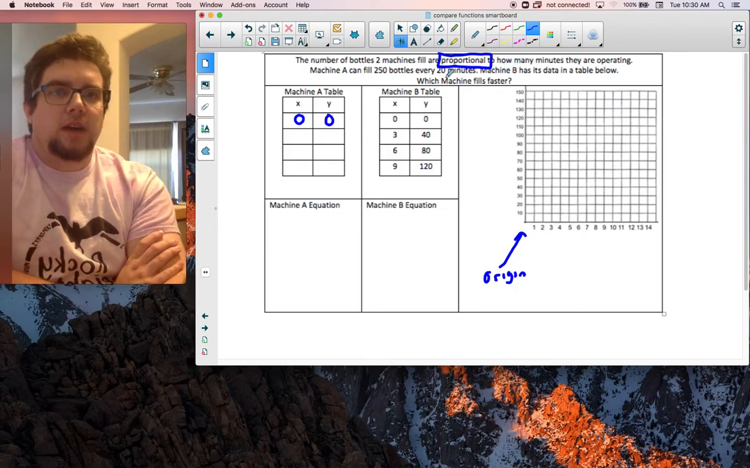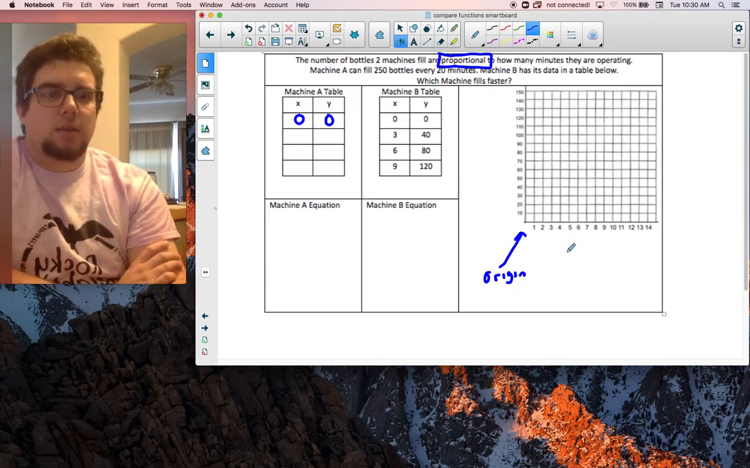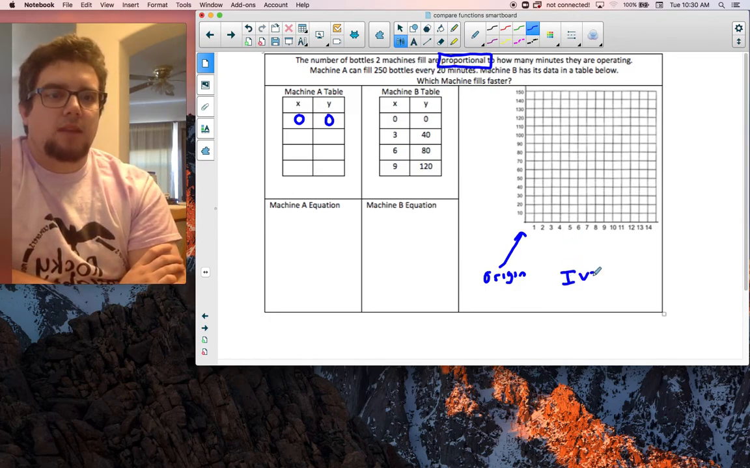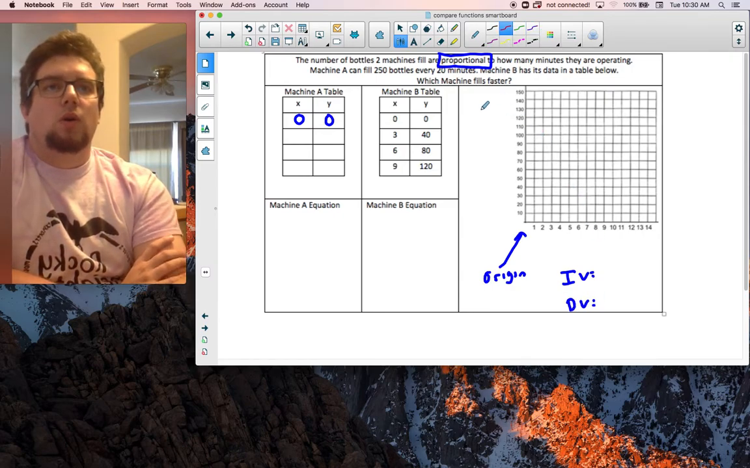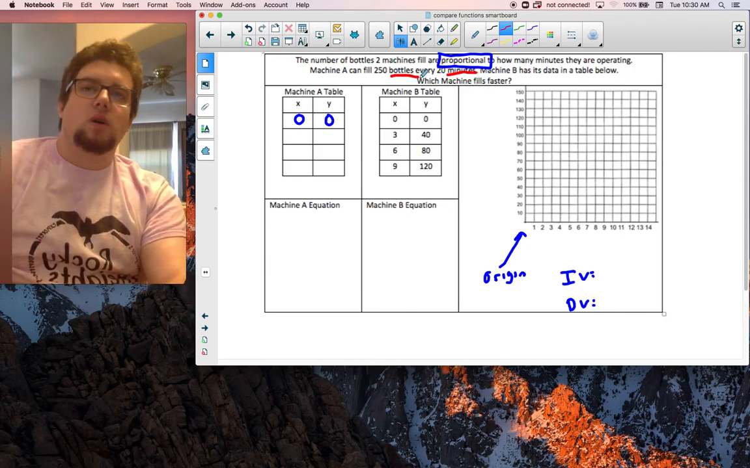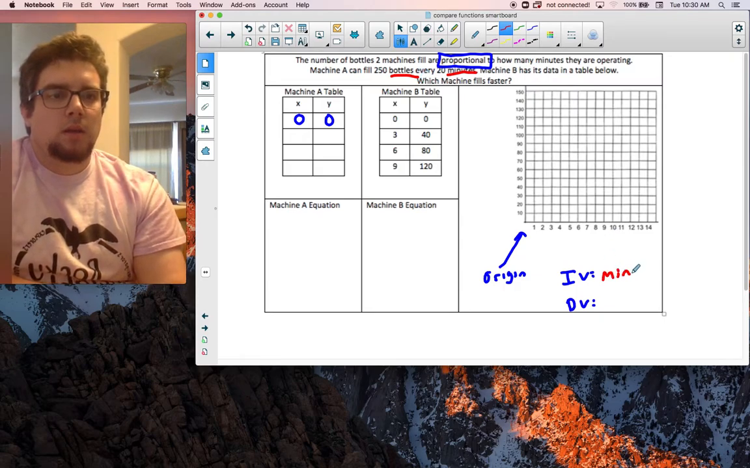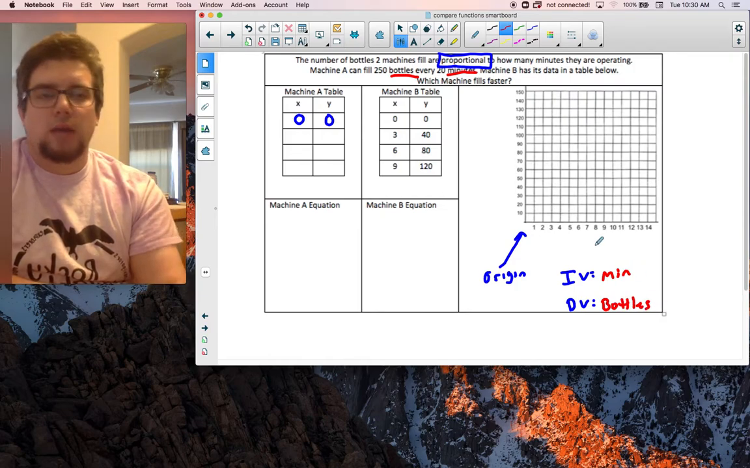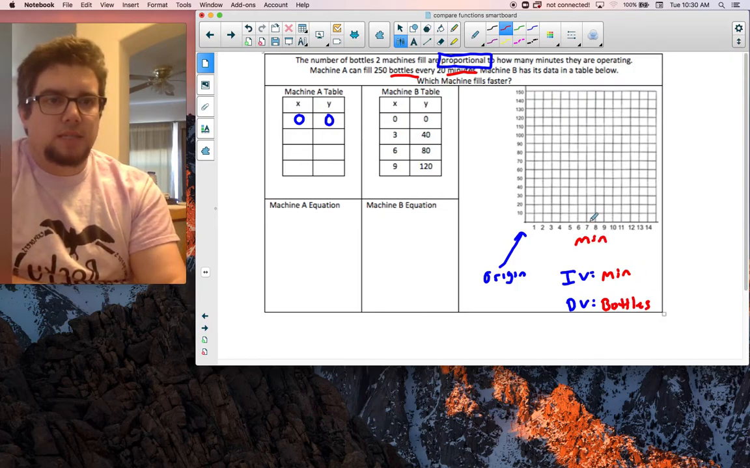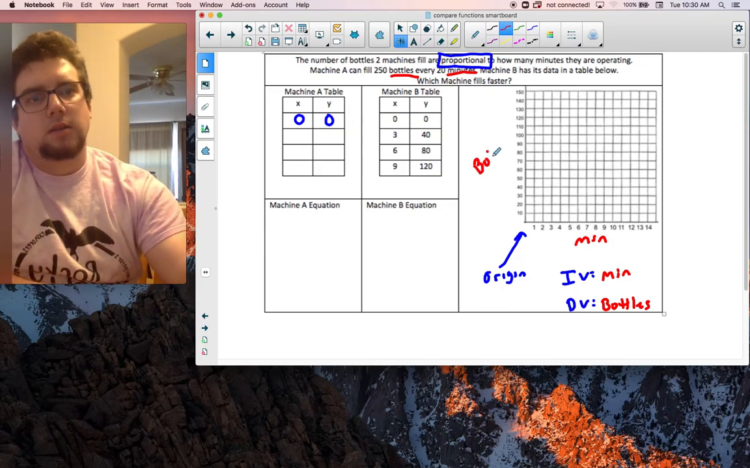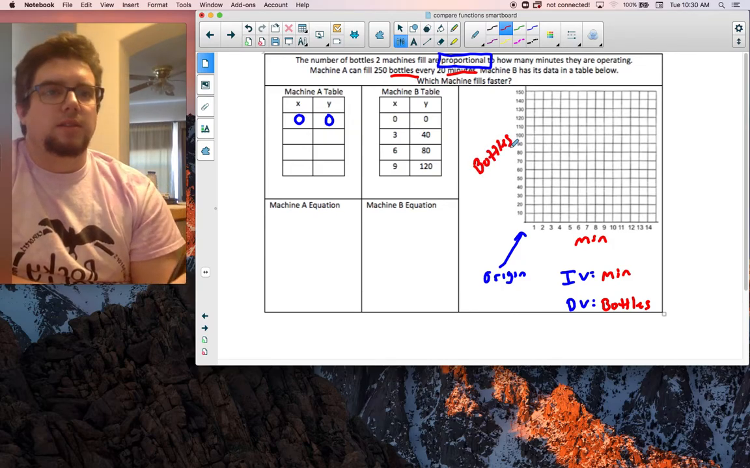So how many minutes are they operating? Machine A fills 250 bottles every 20 minutes. So let's come up with our IV and our DV for the problem. So we have minutes and bottles. Which one controls the other? Minutes are controlling how many bottles we have. So in our graph, this is minutes, this is bottles.